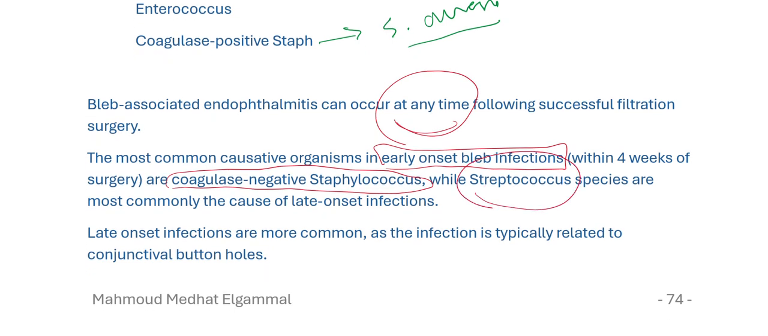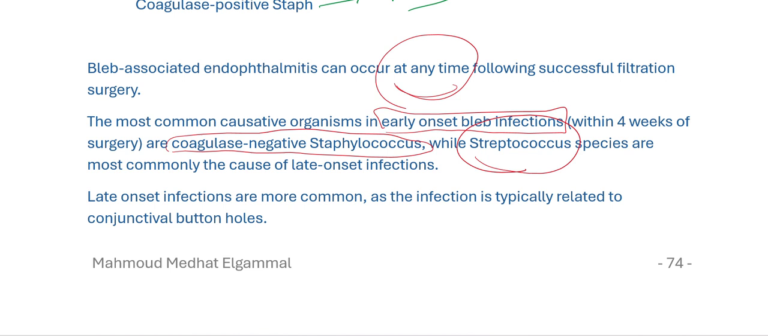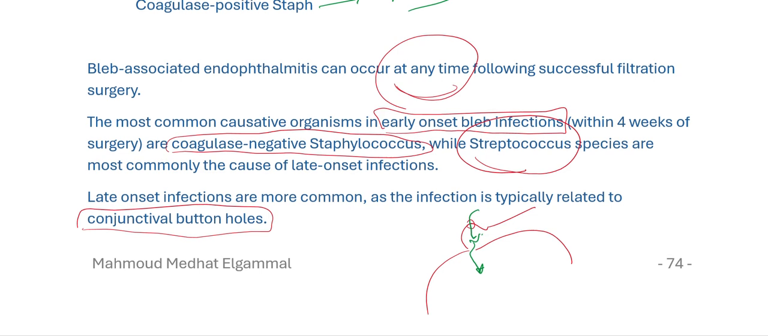While strep species are the most common cause of late onset blebitis. Late onset blebitis is usually related to conjunctival buttonhole. So this is very important now. If you have a bleb here and this bleb has become thinned, or there was trauma and there was a small buttonhole, it would allow the organism into the bleb, and because it's a filtering surgery, it goes inside the eye and causes inflammation.